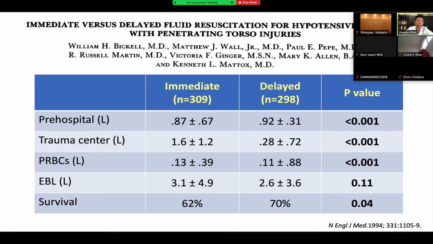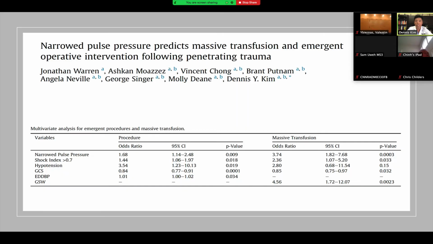So the whole idea behind MAP and blood pressure, I think, is that it may or may not be useful, but the most important thing is understand when and whom you're applying your endpoints to. We did a study a couple of years ago looking at a narrowed pulse pressure, and as you remember from the ACS classification of hemorrhagic shock, narrowed pulse pressure is one of those things that will decrease in patients as they become progressively more hypovolemic.